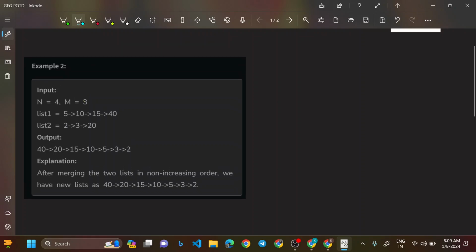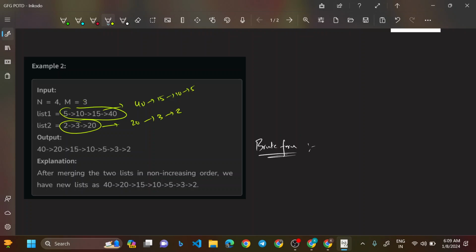So how do you solve this? Coming with the brute force approach, what is the brute force approach you can come up with? As you can clearly see, you can actually reverse this. If you reverse this, what would happen? 40, 50, 10, 5. And if you reverse this, what would happen? 23, 2. Now you reverse this.